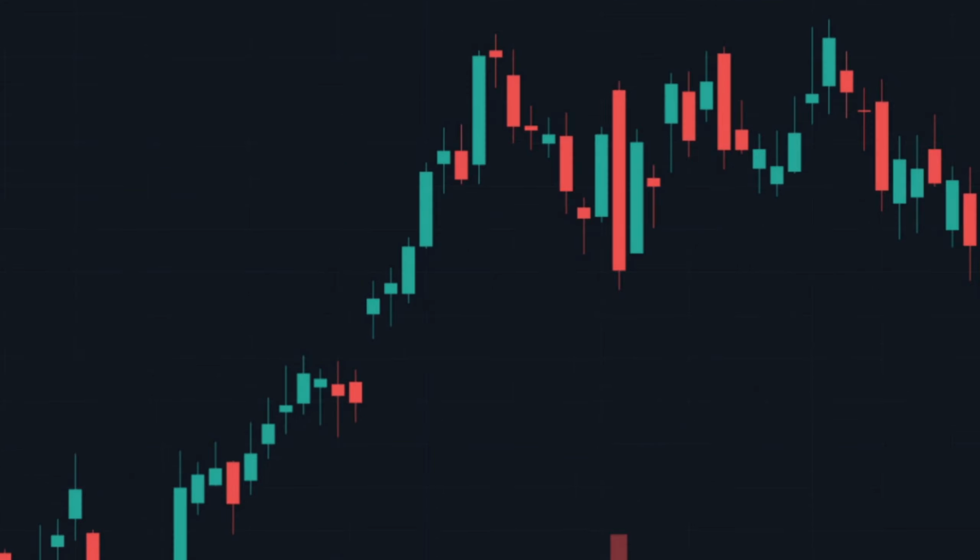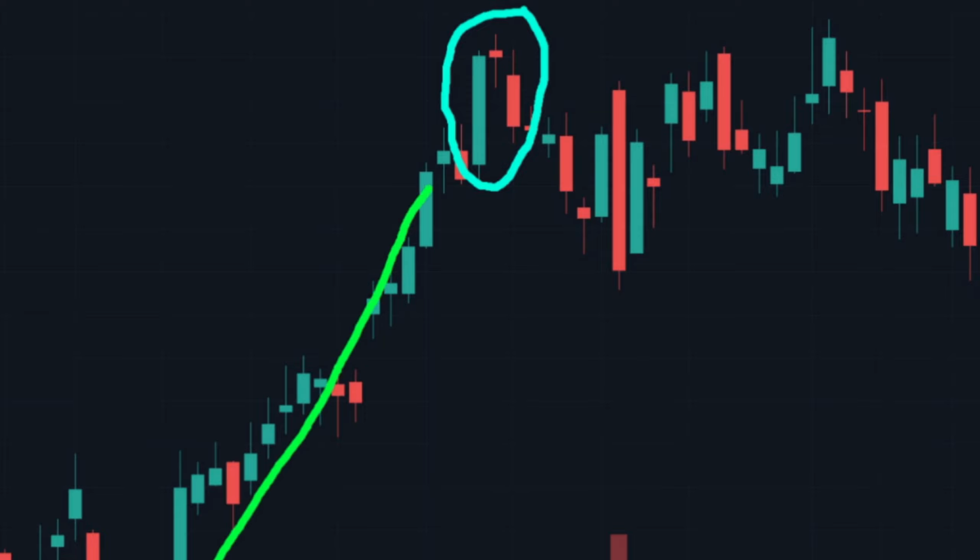All right, so now we're taking a look at Goldman Sachs, a US bank. And can you find the pattern? Well, the pattern is this one, a beautiful evening star pattern. Why is it an evening star? Well, the pattern appeared after a rally, right?